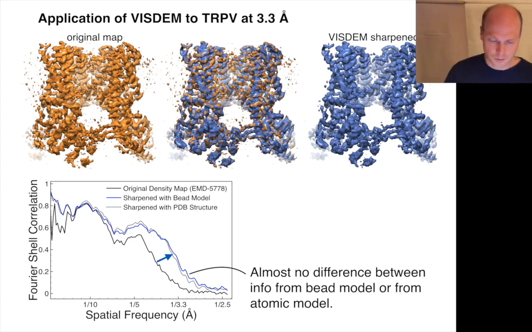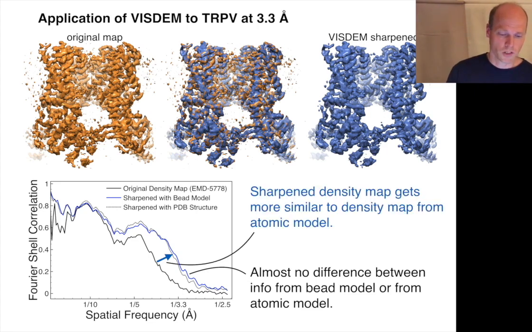There's almost no difference. So the pseudo-atomic model that we use for estimating the structure factor distribution and density value histogram is already very close to the correct values. And obviously the sharpened density map becomes more similar to the map that you calculate from the atomic model, which means you already see more details.